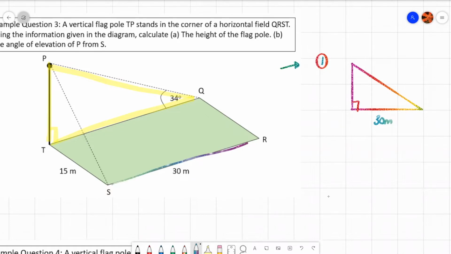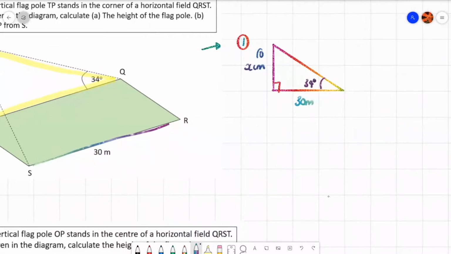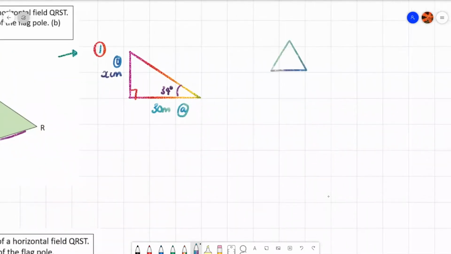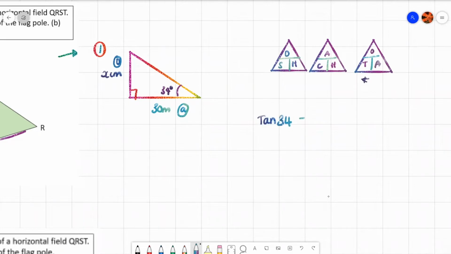Then I know this angle there is 34 degrees and I want to know the height here, which is going to be X centimeters. So that's my opposite and I've got my adjacent. So if I look back at my triangles, O and A is tan. So I'm going to use tan 34 because that's my angle, equals X over 30. And I want to know what X is.